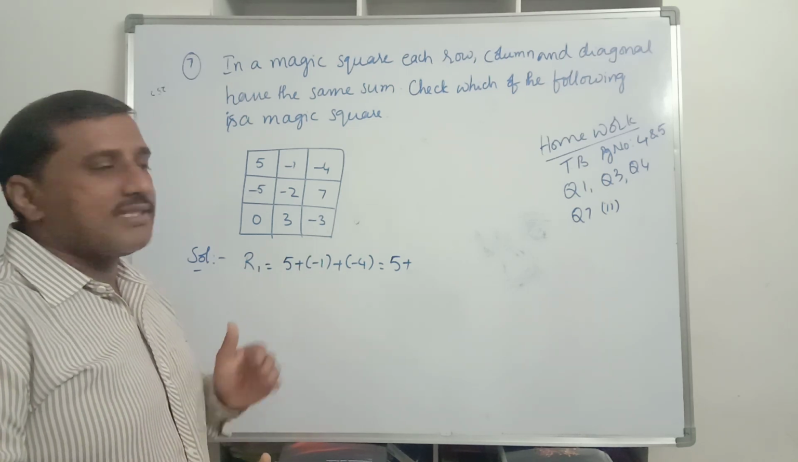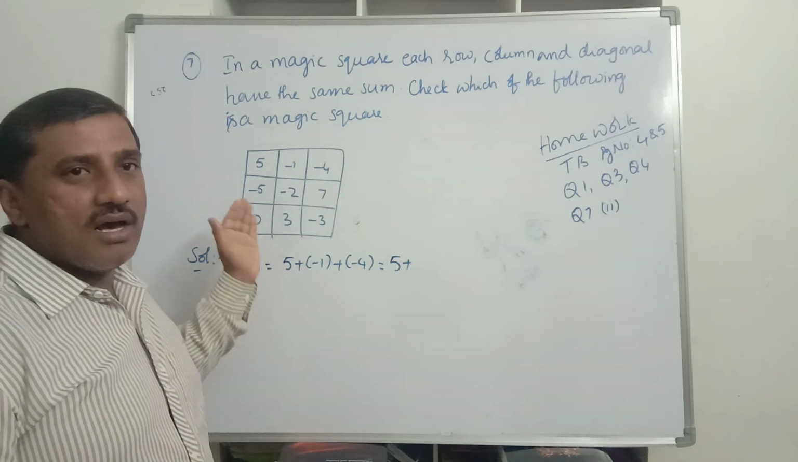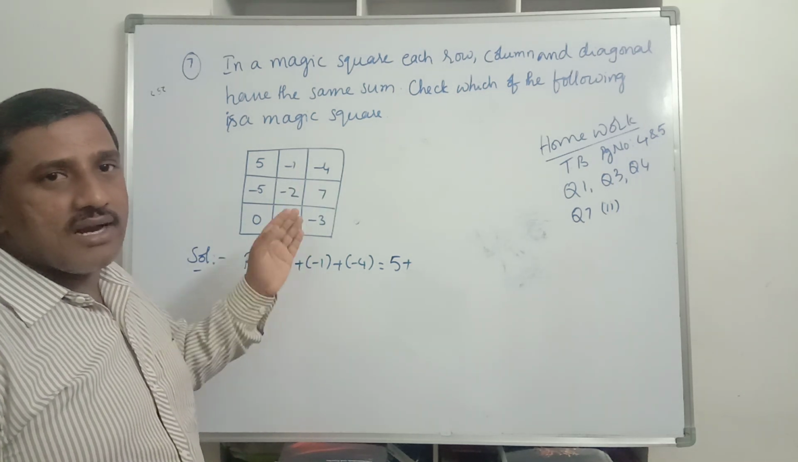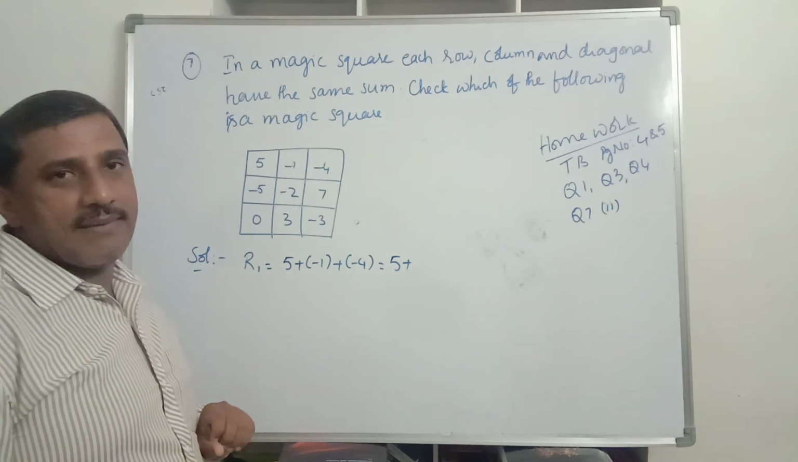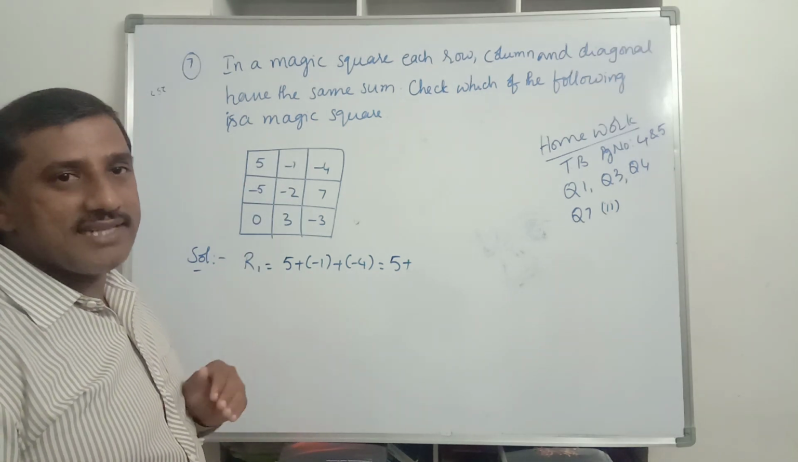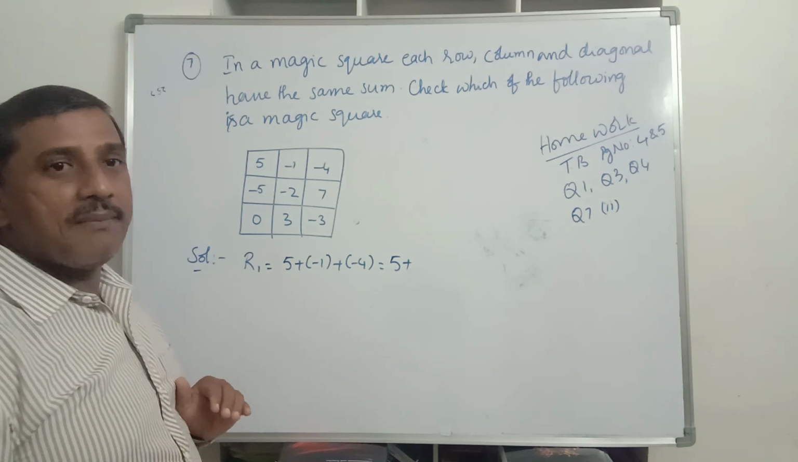By finding the sum of the numbers in row 1, row 2, row 3, column 1, column 2, column 3 and diagonally also. If all the sums are the same, then we can say that it is a magic square. Otherwise it is not a magic square.